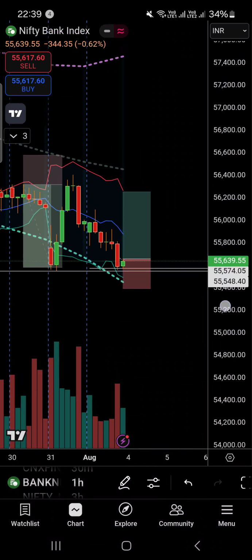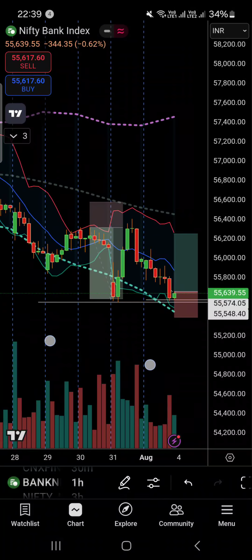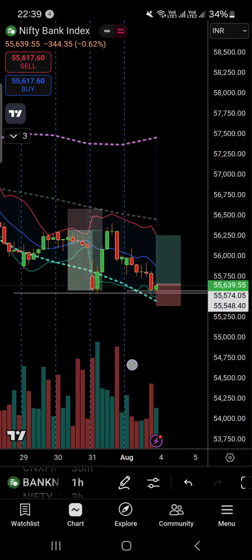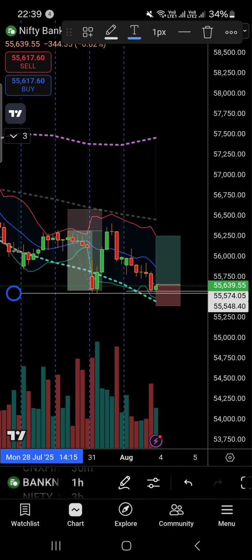This two Bollinger Band method, I didn't find any video on the internet, so I am sharing this information. You can try using it.